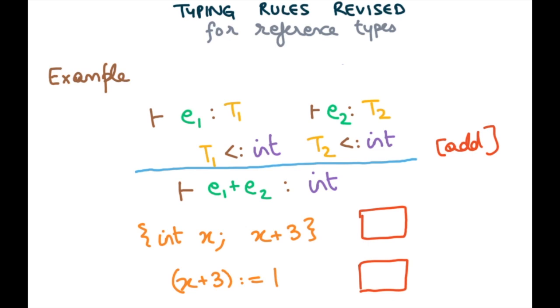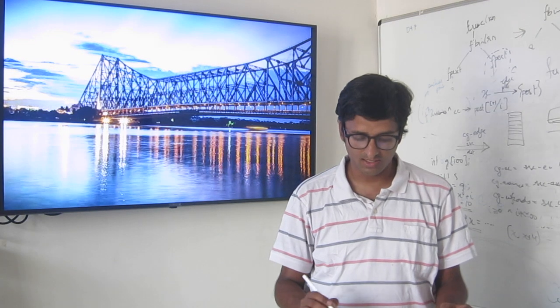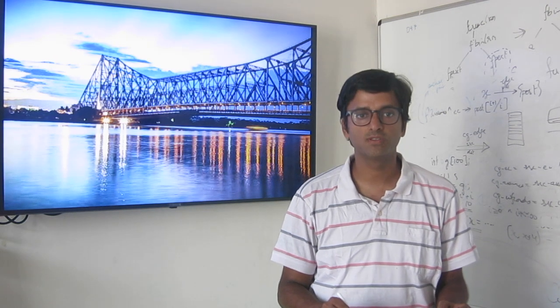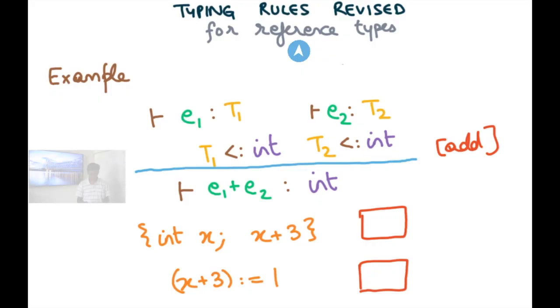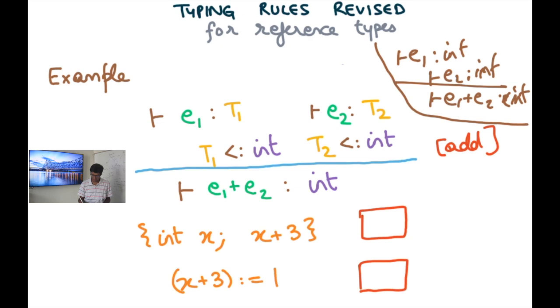Now that we are introduced to reference types, we are going to revise our typing rules to accommodate these reference types. And the idea is very simple. Recall the addition rule. The original rule said that if E1 is of type int, E2 is of type int, then E1 plus E2 is of type int. So this was the original addition rule that we had discussed earlier.